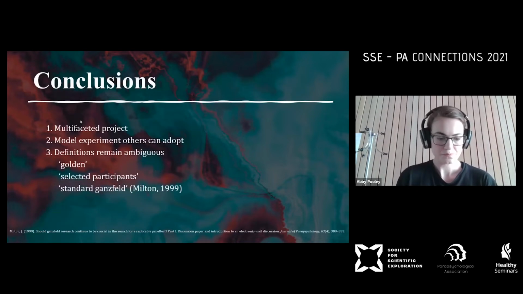And finally, the conclusions. You can probably come to the conclusion this is a multifaceted project with lots of things going on, lots of recommendations. And the idea is that this study could be a model experiment that others can adopt. Obviously, other experiments will use different participants and different selection procedures, but if we can get down the core areas of this study controlled and measured and defined, and people can access this via open access data, then other labs can use it too. However, there are still some questions to consider.